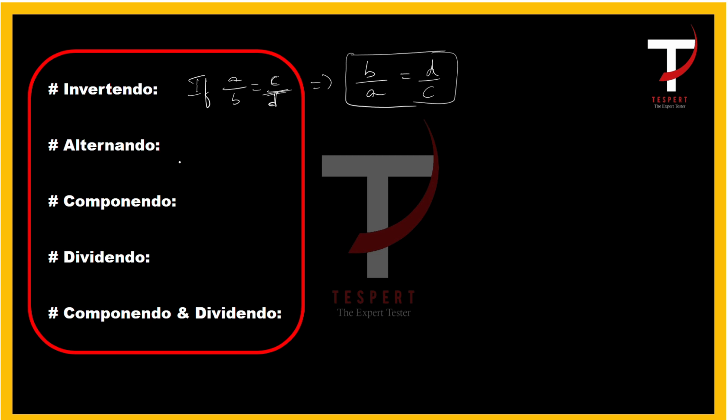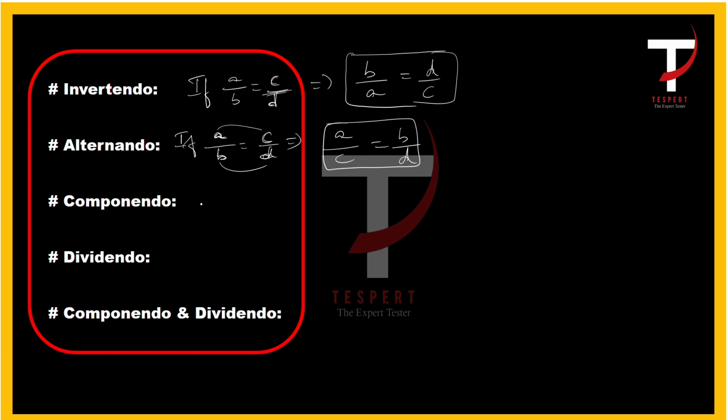So what is meant by alternando? If a by b is equal to c by d, then how can we express a by c is equal to b by d? So here, just to remember, we are taking the alternate of this: a, c and b, d. So a by c is equal to b by d, right? So this is known as alternando.